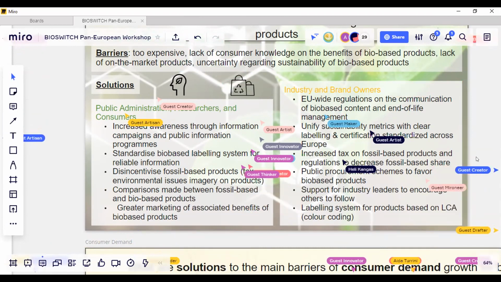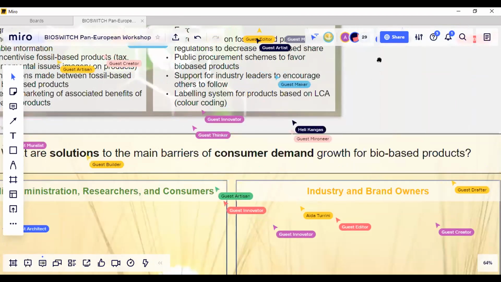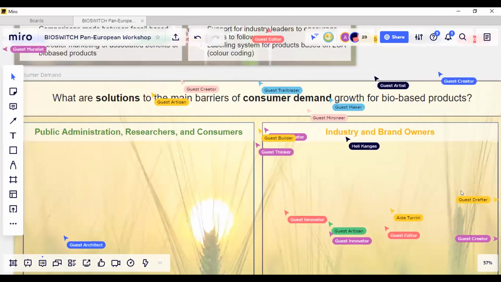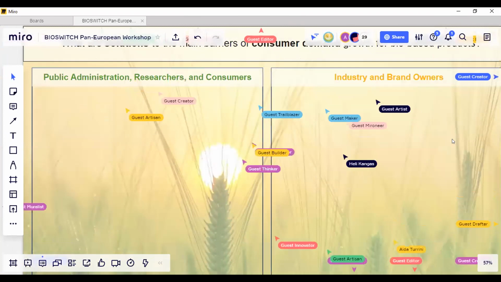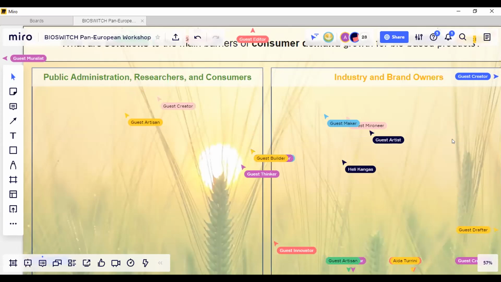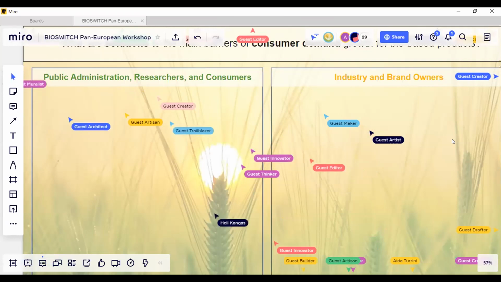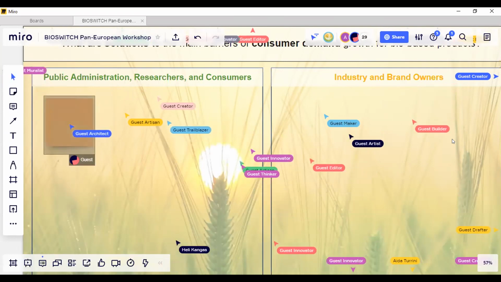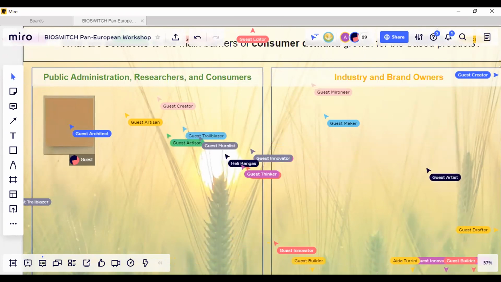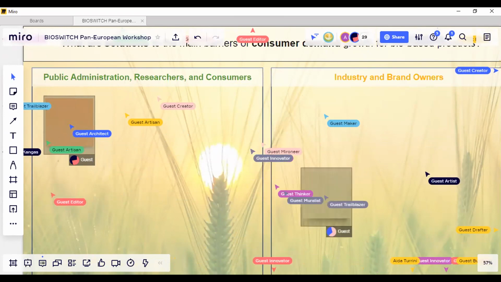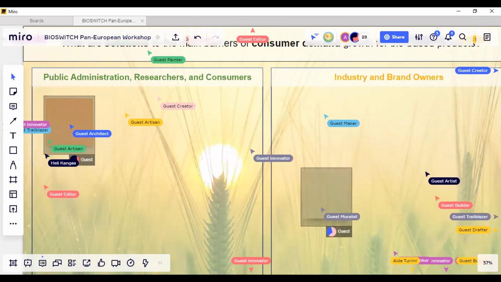encourage others to follow. So to build on this now, I would like to ask you to provide a set of solutions to the main barriers of consumer demands. And again, on this board, if you are a public administration, researcher or consumer, could you please provide your answer on the left, and on the right if you are industry or a brand owner. This is to capture the different viewpoints. So the question is, what would motivate and incentivize changes in consumer behavior to change from buying fossil-based to bio-based products? So if you could provide any recommendations for increasing consumer demand.